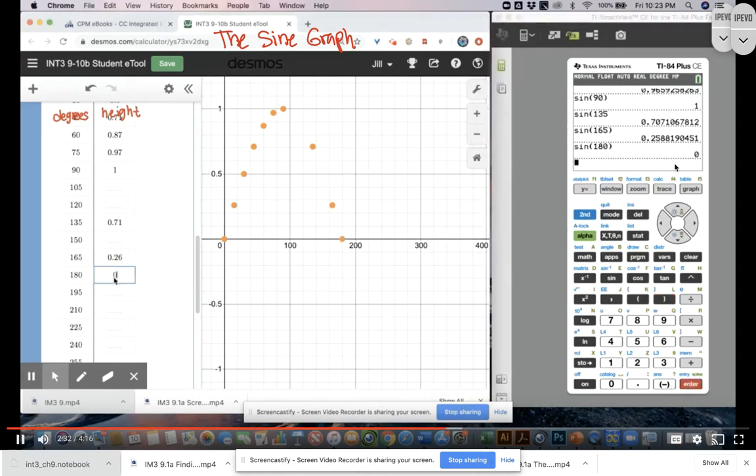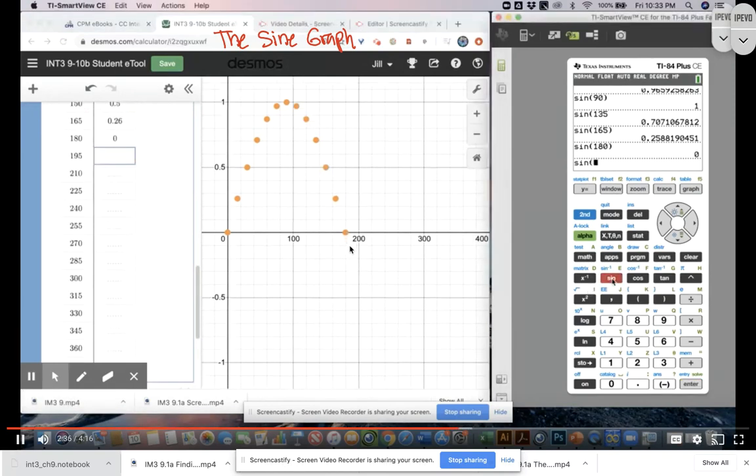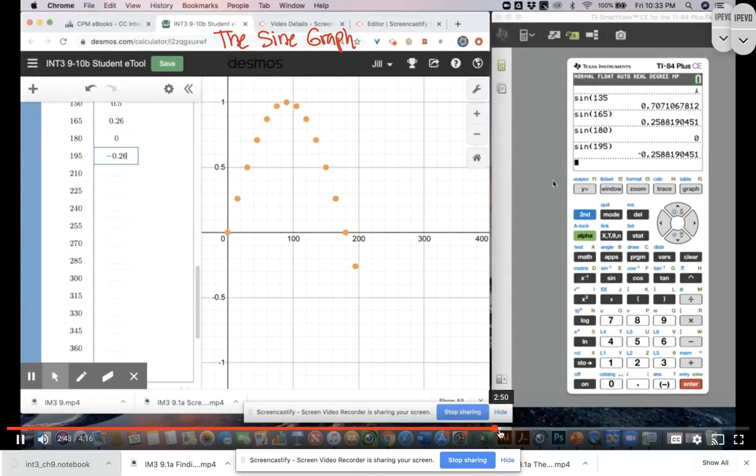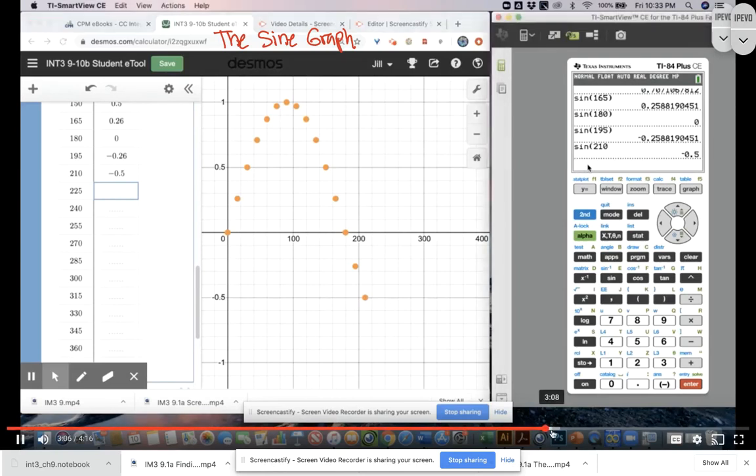Sine of 180 is 0, back to 0. And then we're going to start getting into the negatives. Sine of 195 degrees gives you about negative 0.26. So we're going to start drawing the negatives. I'm going to go ahead and fast forward a little bit more. Sine of 210 was negative 0.5. Again, you can pause this at any time to get your graph better. Make sure you do accurate graphs.